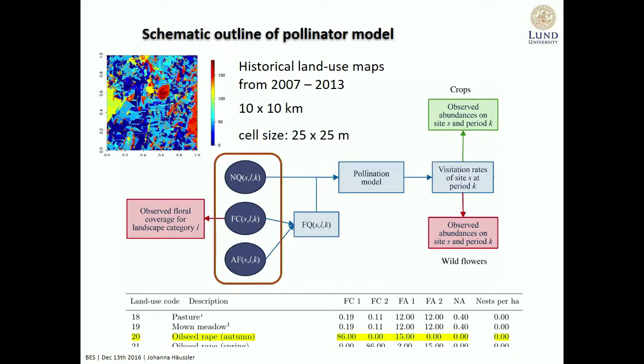For example, we have a very high floral coverage of oilseed rape at the beginning of the season, but a very low floral coverage at the end of the season, and also very high attractiveness for bumblebees at the beginning of the season, but a very low attractiveness at the end of the season. And in oilseed rape, we assume that nesting quality is quite low.